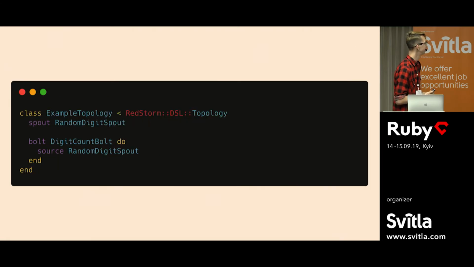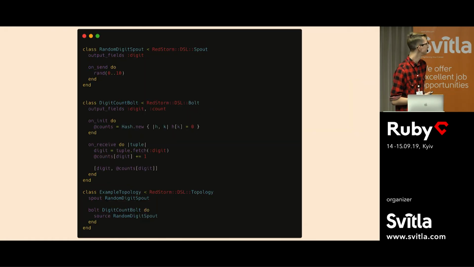And finally, here is a definition of a topology. So it's a really simple topology. It has only one spout and one bolt, which reads from the spout. Basically, there are those three classes combined. That's all we need for a simple topology to work.